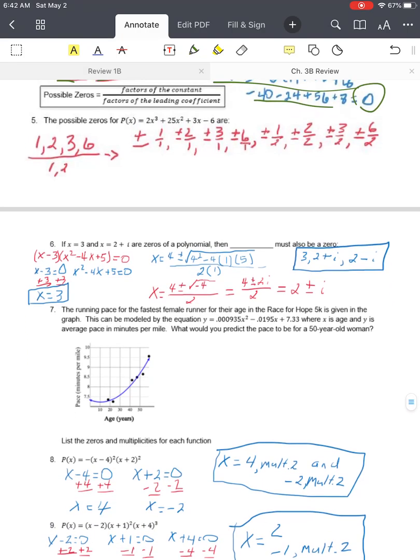Moving on. For the possible zeros of a function, you take all the factors of the constant term, the negative 6 in this case, divided by all the factors of the leading coefficient, and that's what we have here. 6 has these 4 factors: 1 times 6 and 2 times 3. And the 2 out front is a prime number, so it only has 2 factors, itself and 1.